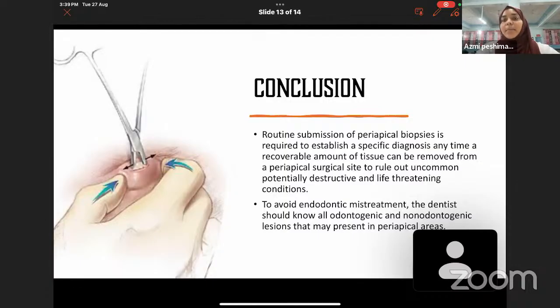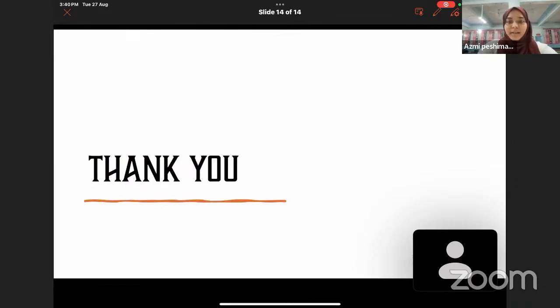anytime a recoverable amount of tissue can be removed from a periapical surgical site, to rule out potentially destructive or life-threatening conditions. To avoid endodontic mistreatment, the dentist should know all odontogenic and non-odontogenic lesions that may present in the periapical area. Thank you, and I end my presentation here.